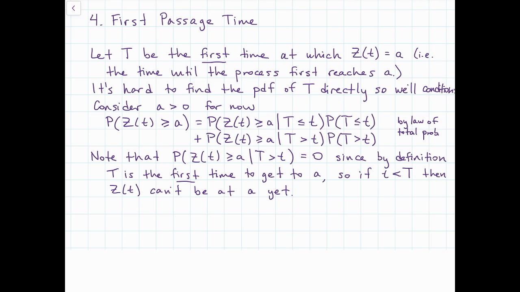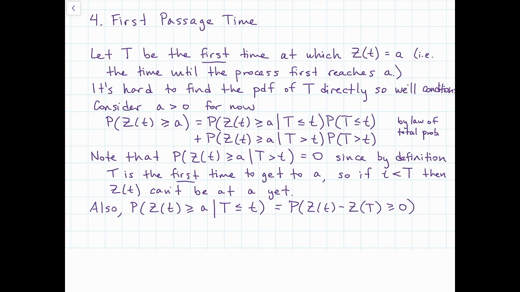The other thing you want to look at is the probability that z of t is greater than or equal to a, given capital T is less than or equal to little t. And that we could just write as, using the increments, the probability that z of little t minus z of big T is greater than or equal to 0. And that's just equal to 1/2. So we can do that because we already got to the value of a at time capital T, and time little t is after that.